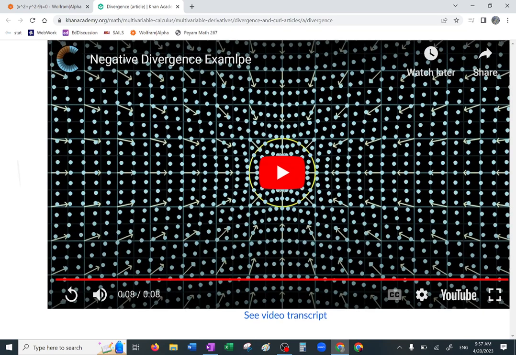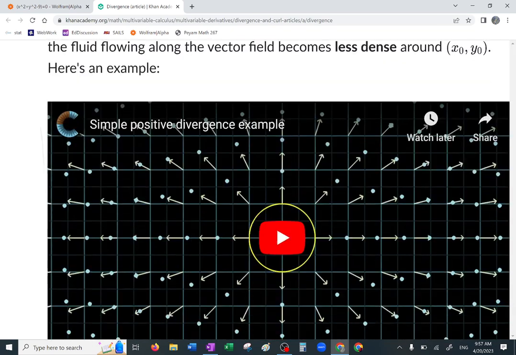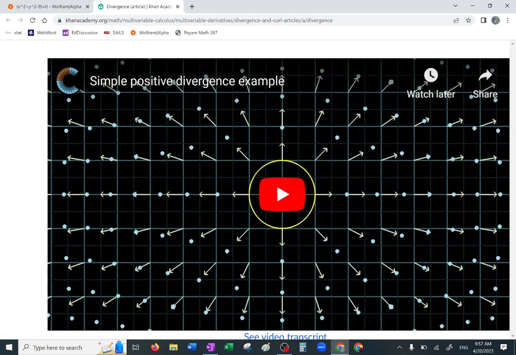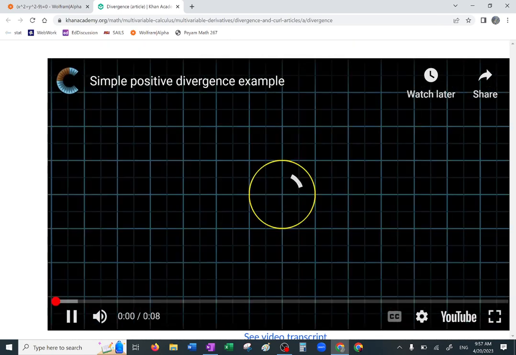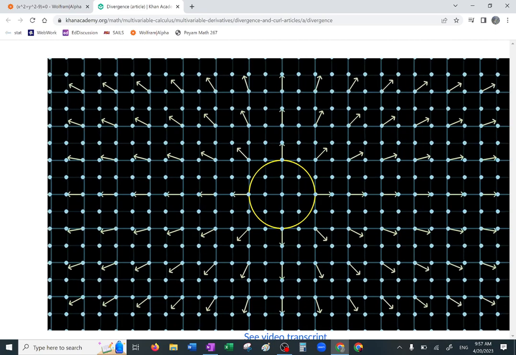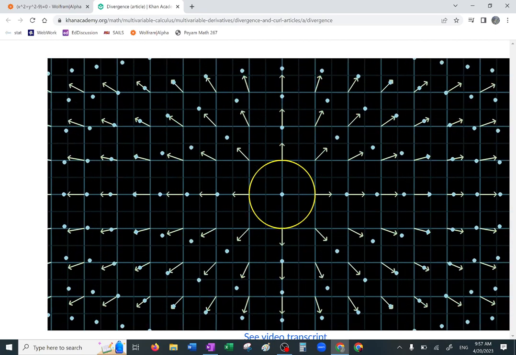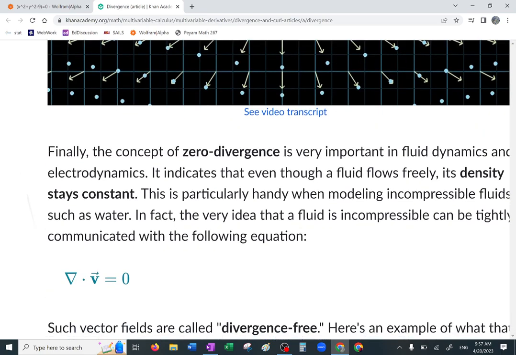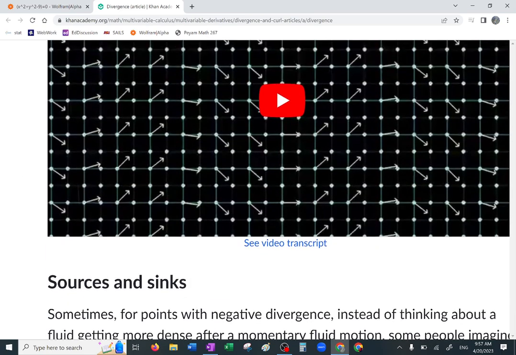So visually, I know we all know what a sink is. Positive, spreading. The divergence is positive. Going apart. So divergent, right? Diverges. That is pretty cool. And 0. Look at this.